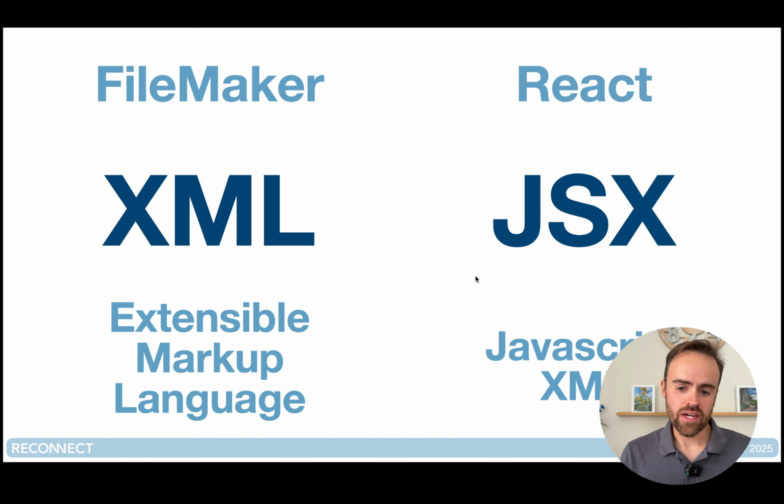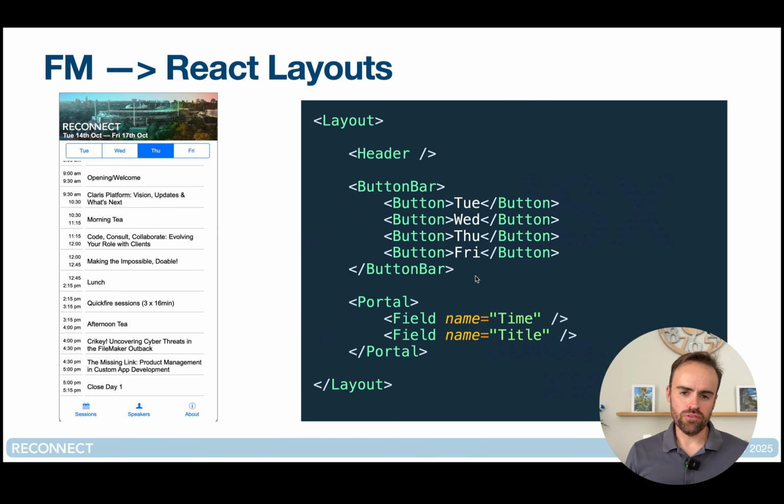And in React and React Native, we're going to be using XML plus JavaScript, which is called JSX. So if we imagine some alternative universe where FileMaker never made the really nice drag and drop layout mode that we have, and we actually had to write this code, what would that look like? And this is kind of what I came up with. We could have our layout, and inside there we have a header component, a button bar component, which we give its children of different buttons for the different days, and then our portal with our different fields.